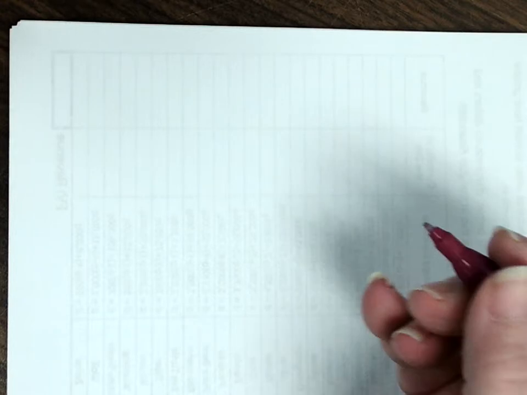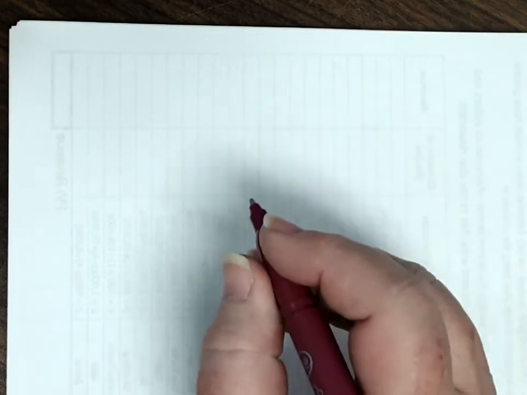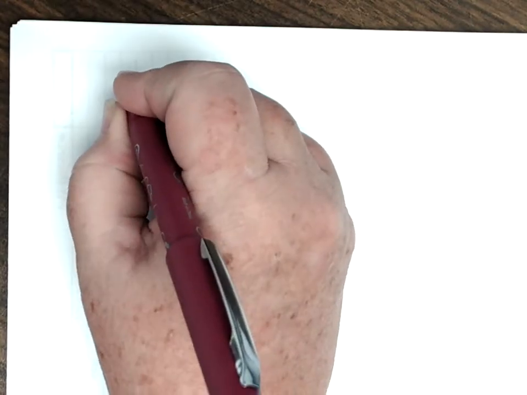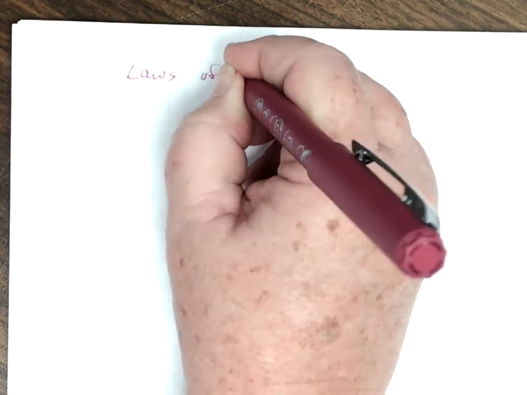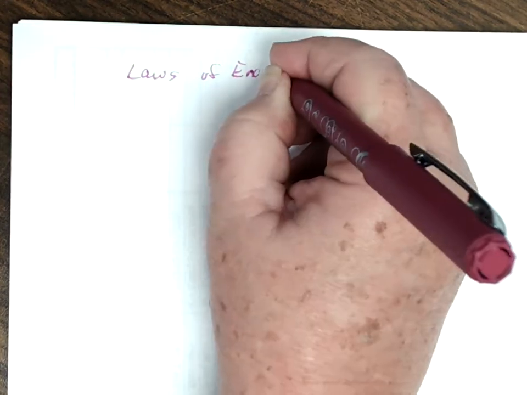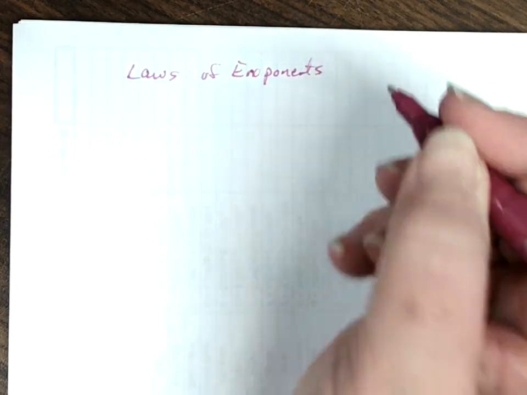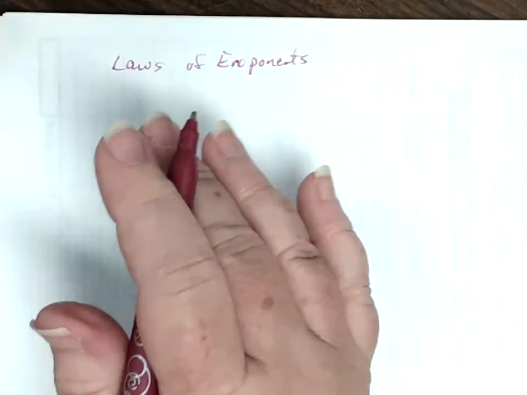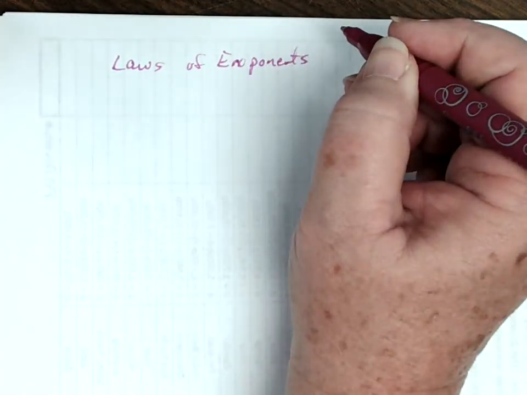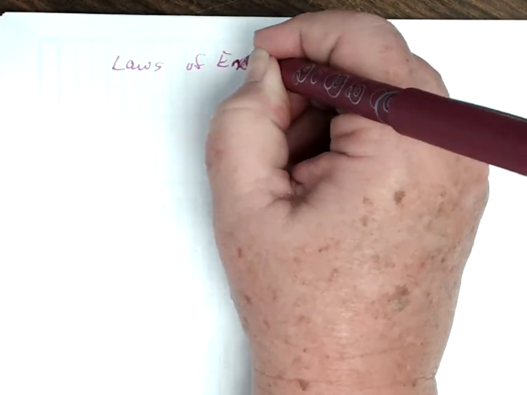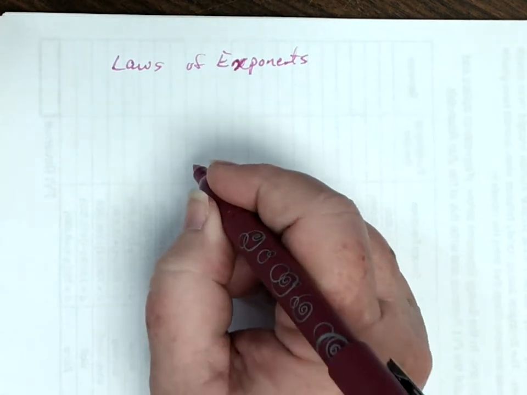Okay, so this is section 5.3, exponential functions. In order to be able to work with exponential functions, there are certain laws of exponents that we have to be aware of, and we have to actually internalize. In other words, when we see these, we have to know exactly what it is that we're looking at.